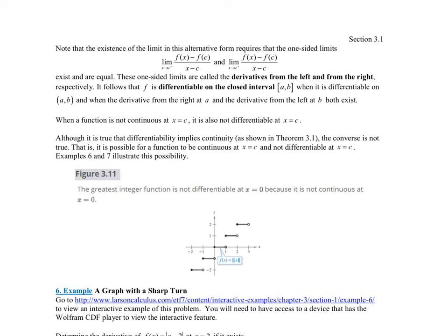So you cannot say you are continuous at a point, therefore you are differentiable at a point. If your derivative exists, then you're continuous. But if you're continuous, you don't necessarily have a defined derivative. So that's all that's trying to say.